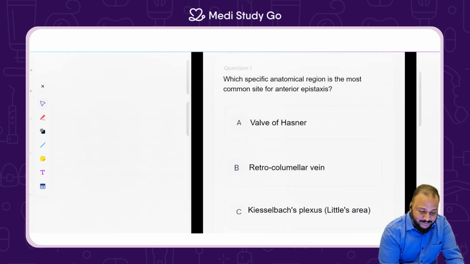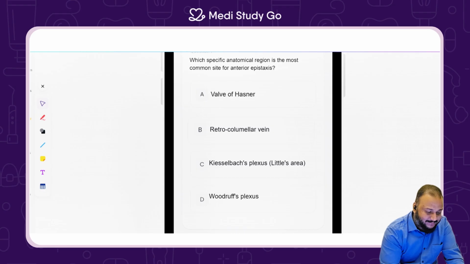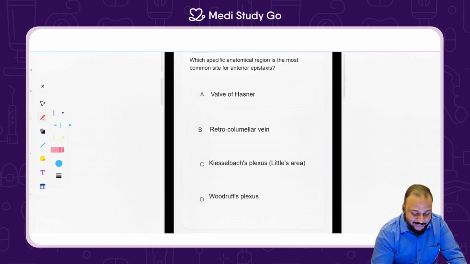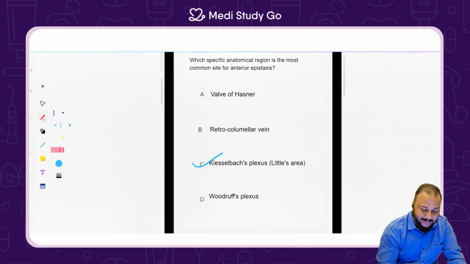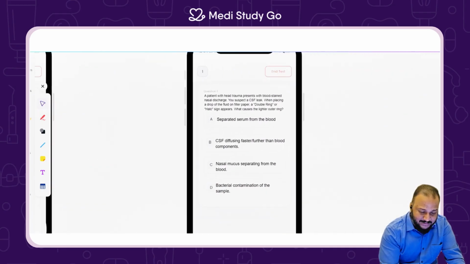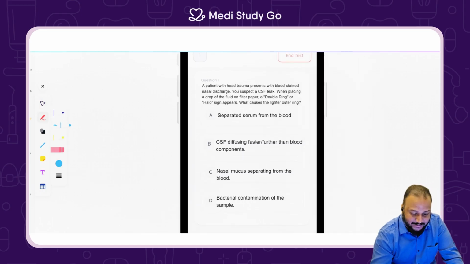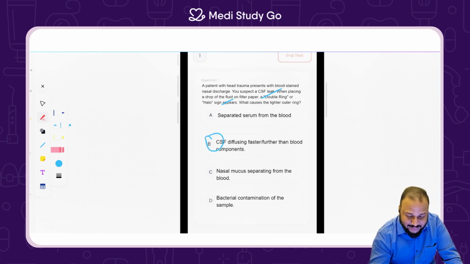Now, which specific anatomical area is the most common site for anterior epistaxis? I think we have already discussed that. It has to be the Kiesselbach plexus or the Little's area, which is the right answer, of course. Now next, patient with a head trauma presents with blood-stained nasal discharge. You suspect a CSF leak. When placing a drop of the fluid on paper, there is a double ring or a halo sign appearance. What causes this? So, separated serum, CSF diffusing faster. Okay, this looks absolutely right because the CSF forms the outer ring and the blood forms the central ring.